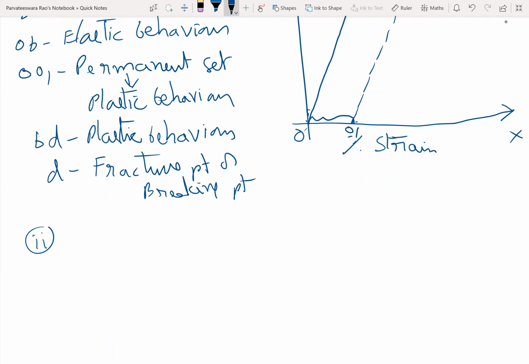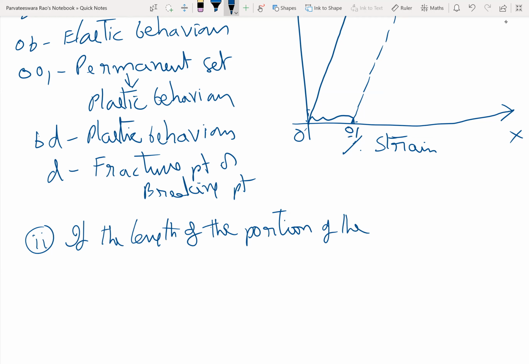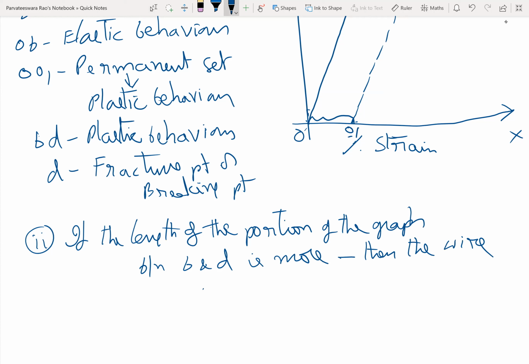Then in this, some more conclusions: if the length of the portion of the graph between B and D is more, then the wire is said to be highly ductile. So you got a new term, ductility.